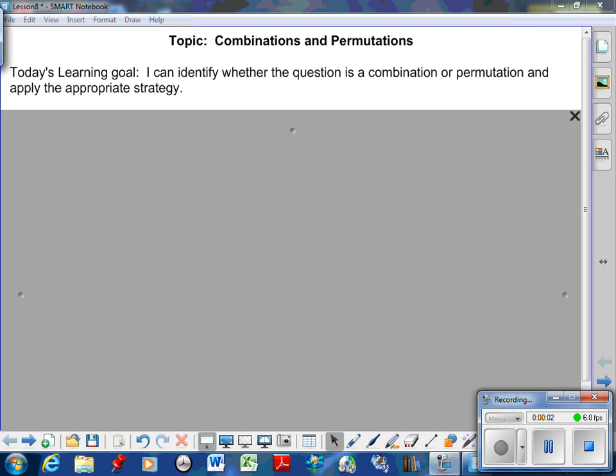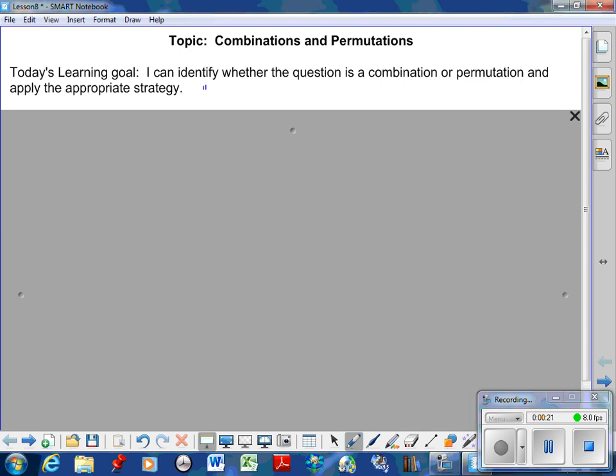All right, welcome to Lesson 8. This is the final lesson for this first unit, and the topic today is combinations and permutations. And the learning goal today: I can identify whether the question is a combination or a permutation. This is going to be the hardest section, especially on the test when you start seeing them mixed together.